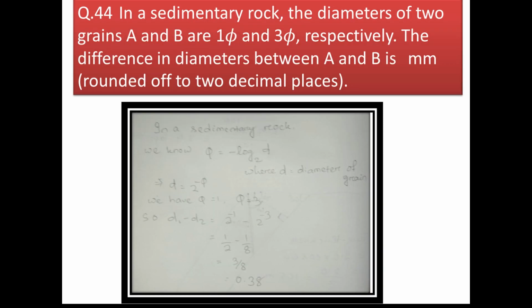Okay. Next question. In a sedimentary rock, the diameter of two grains A and B are 1.5 and 3.5 respectively. The difference in the diameters between A and B in millimeter rounded off to 2 decimal place is. Now see, in a sedimentary rock, we know that phi equal to minus log diameter base 2. So D equal to 2 to the power minus phi. And here we have phi equal to 1 and phi equal to 3. So the difference of diameter is D1 minus D2, that is 2 to the power minus 1 minus 2 to the power minus 3. That is 1 by 2 minus 1 by 8, that is 3 by 8. And if you calculate, the value comes out to be 0.38 approximately.